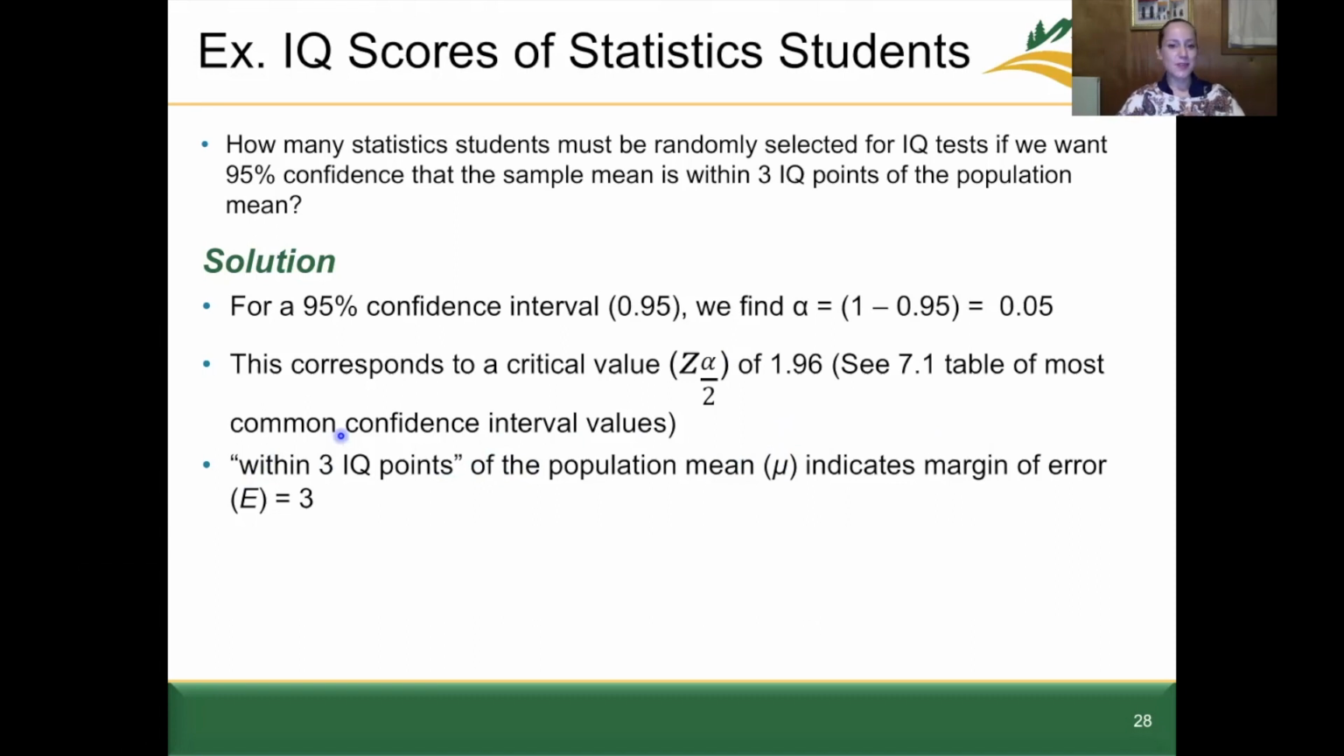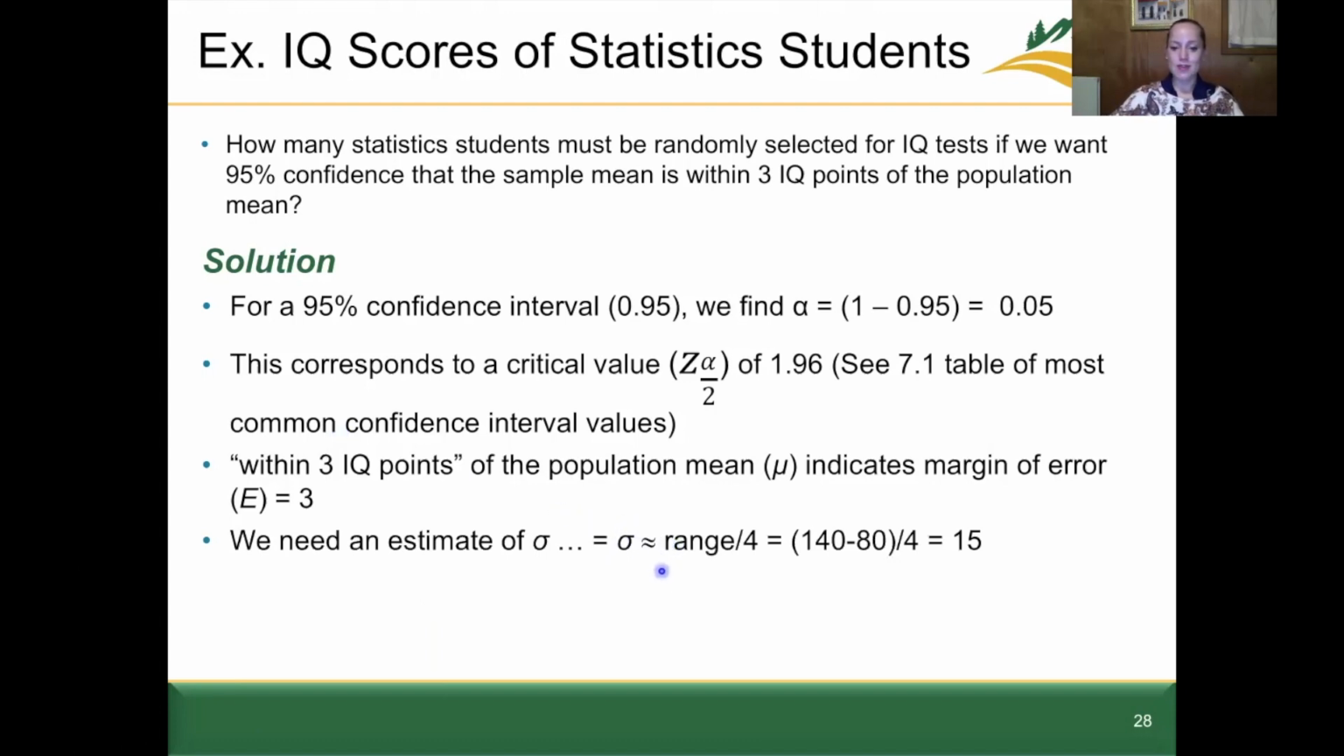We were given the range of IQ scores, that arbitrary range, so we can estimate sigma by doing the following. Sigma is approximately equal to the range divided by 4. In our problem, we were told the range is between 140 and 80, so we take 140 minus 80 is 60, 60 divided by 4, that's 15. So now in our equation to figure out n, we can substitute in sigma, our population standard deviation, as 15.